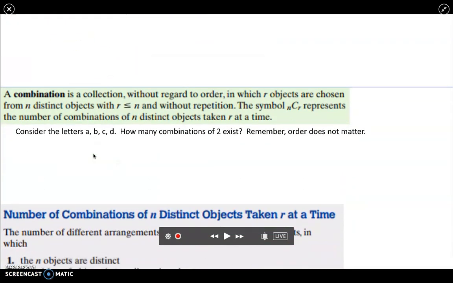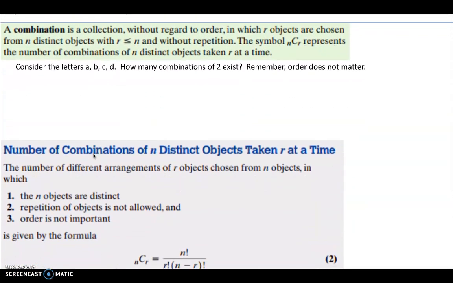So that's permutation. Next, we look at a combination. And combination is a collection without regard to order. So in a combination, order does not matter. Okay, we're still looking at r objects that are chosen from n distinct objects. r has to be smaller than n, and there cannot be repetition. So the symbol nCr represents the number of combinations of n distinct objects taken r at a time.